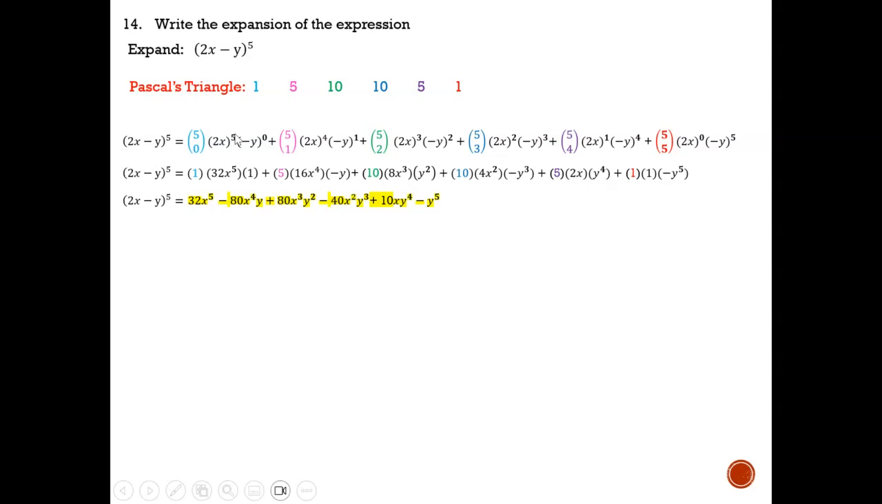Now, look at the powers. The power on the x term goes down 1, and the power on the y term increases by 1. So the x power decreases: 5, 4, 3, 2, 1, and 0. And the y term increases from 0 to 1, to 2, to 3, to 4, to 5. Hey guys, the exponents, when you add them, must equal 5. 5 plus 0 is 5, 4 plus 1 is 5, 3 plus 2 is 5, 2 plus 3 is 5, and so on. Okay, so this is my answer.